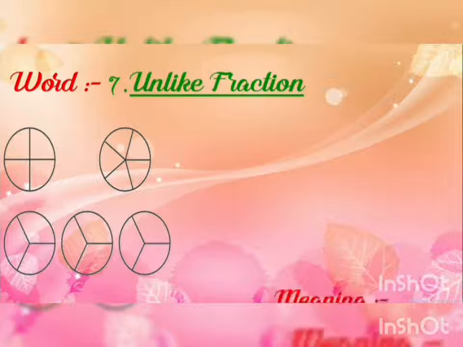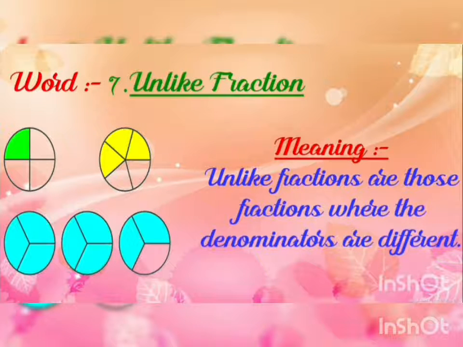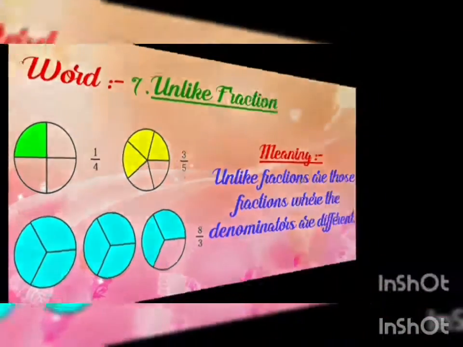Next we have unlike fractions. Unlike fractions are those fractions where the denominators are different. For example, 1/4, 3/5, 8/3. All the denominators are different, so therefore they are known as unlike fractions.